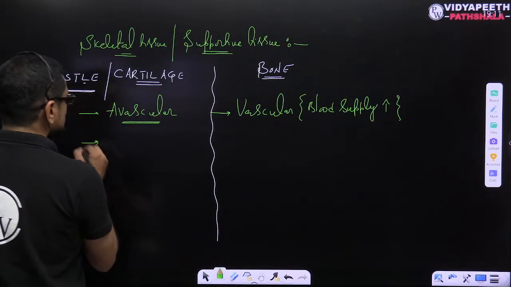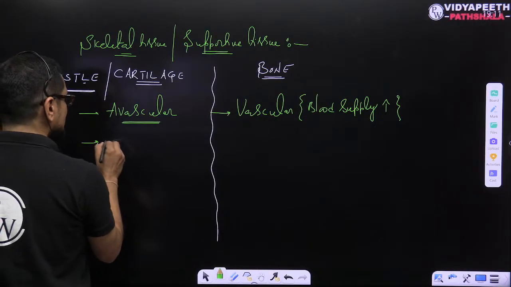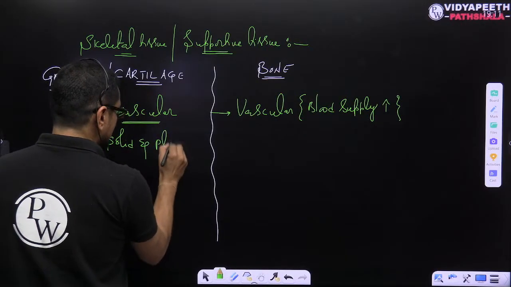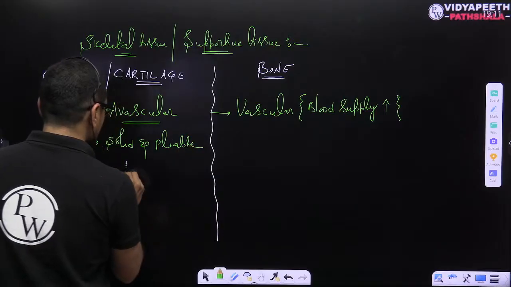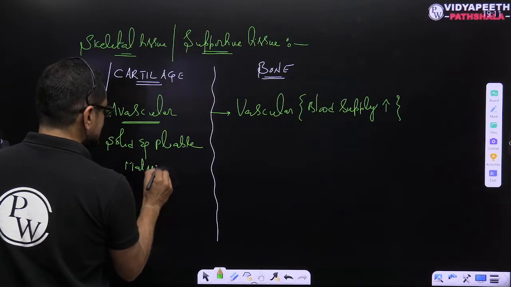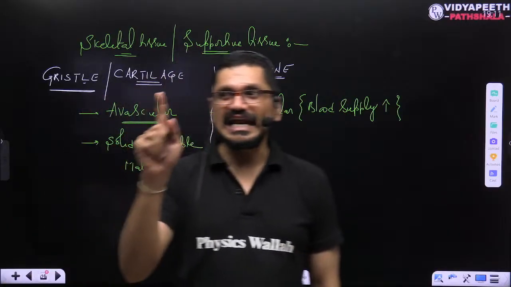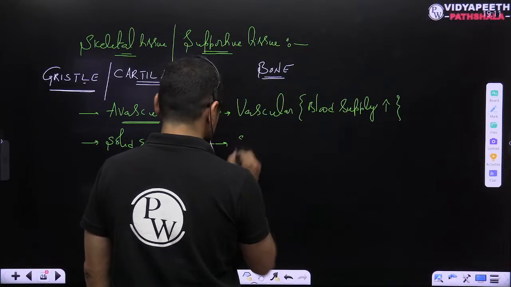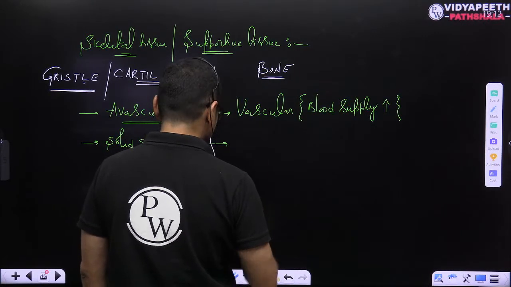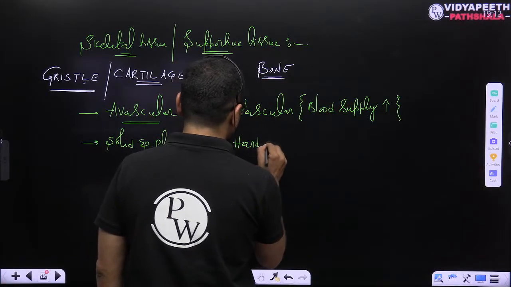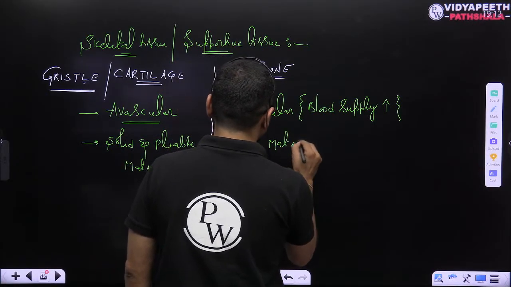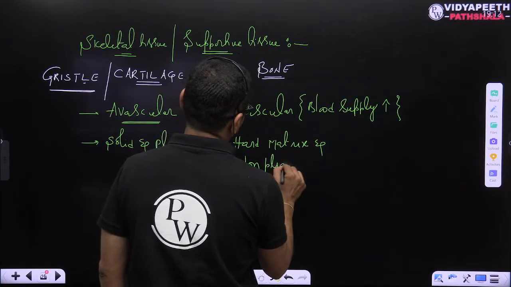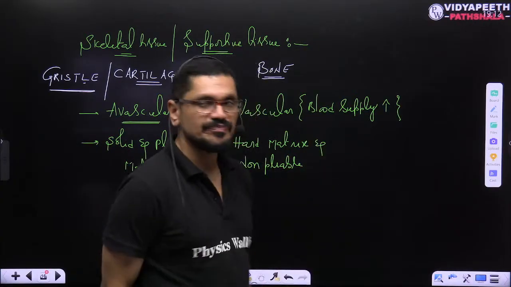And cartilage is formed by the matrix, and here the matrix is solid and pliable. P-L-I-A-B-L-E. Solid and pliable matrix. It's a previous question. Cartilage matrix is solid and pliable. In bone, the matrix is hard and non-pliable. Wow, super point, yeah. Non-pliable.